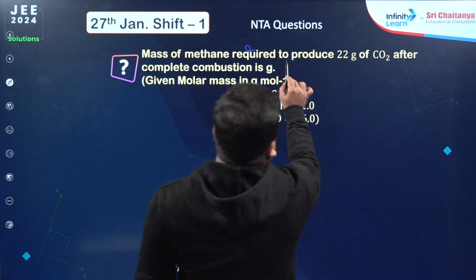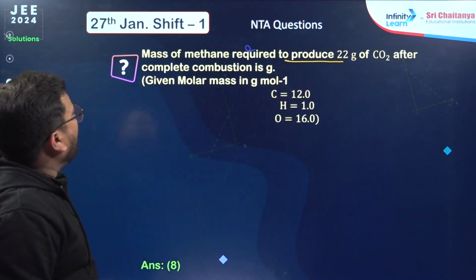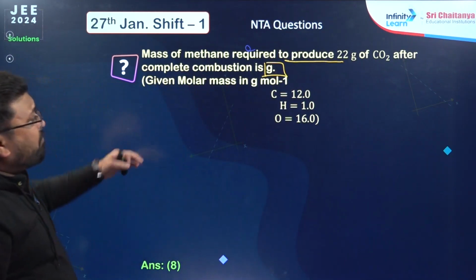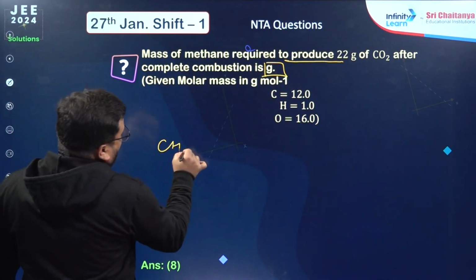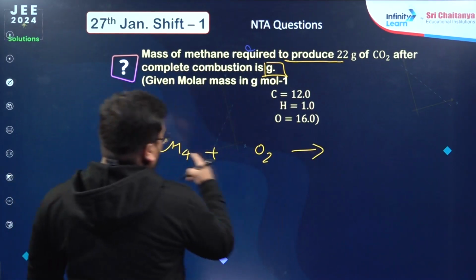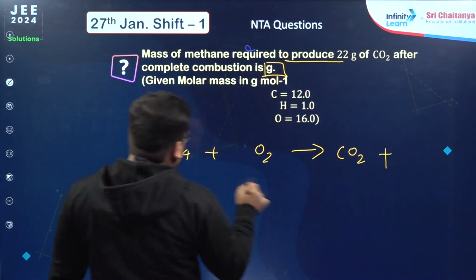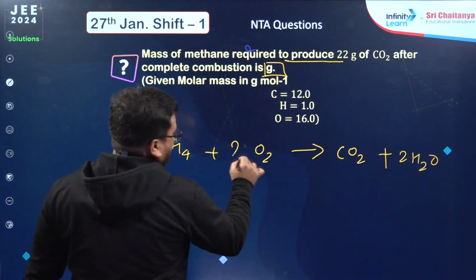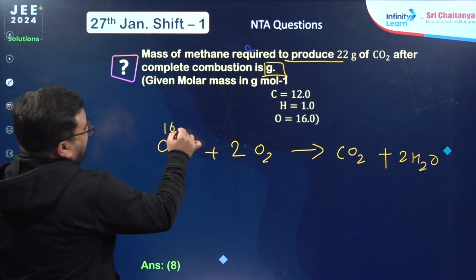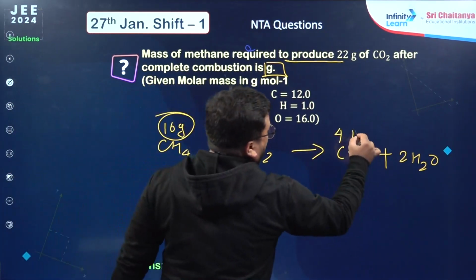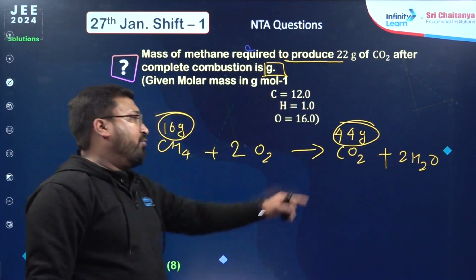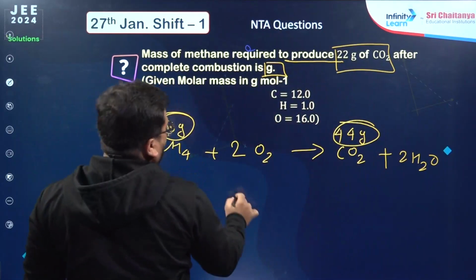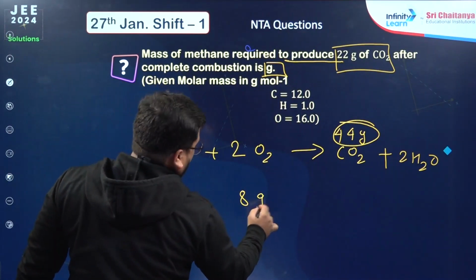Mass of methane required to produce 20 gram of CO2 after combustion, in gram. So you want to calculate the mass of methane. This is a hydrocarbon, this is combustion. There is one carbon, so one CO2. There are 4 hydrogen, so there will be 2 H2O. This is 16 gram for 1 mole, and this is 44 gram for 1 mole. So 44 gram is produced by 16 gram, so 22 gram will be produced by only 8 gram. So 8 gram will be the right answer.